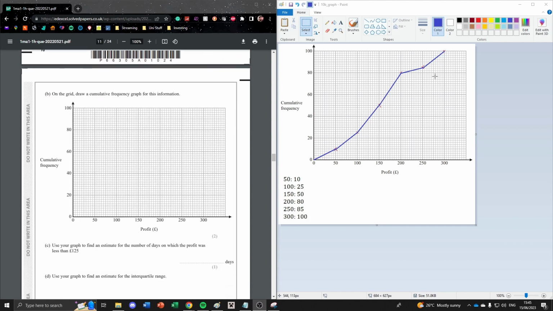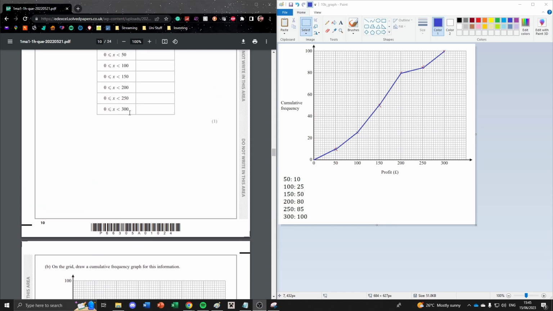So this is the graph we obtain in the end. And of course, a good little check is that our graph should end up at the final profit interval, which obviously is 300, and the total number of days, which is 100.